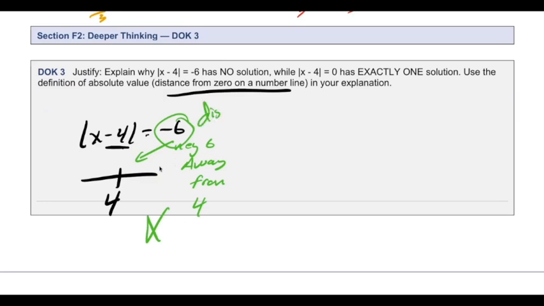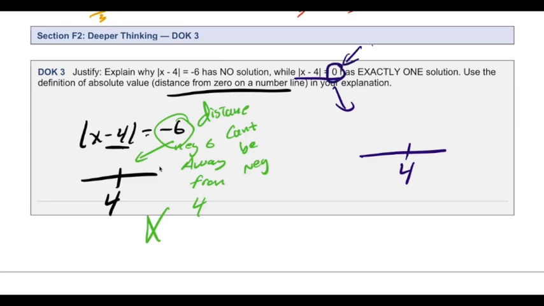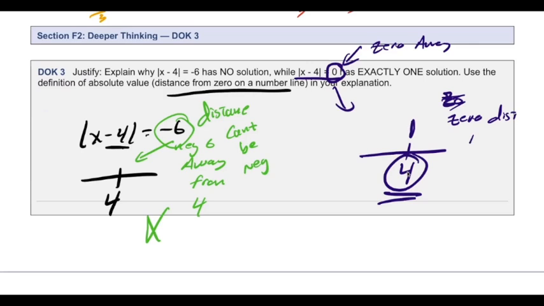Distance can't be negative is the best answer here. Now this one's a little more interesting. The absolute value of x minus 4 is 0. If we have a number line, we're at 4. This says you're 0 away from 4, so your distance away is 0. Well, what's 0 away from 4? In each direction? Just 4. You can't go any direction. You're exactly 0 away from 4, so you're just at 4. So you have one solution. You're 0 distance from 4, which equals 4. Anyway, that's the idea. And that's the worksheet.